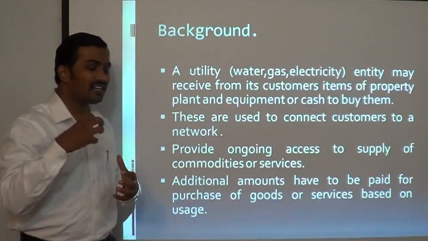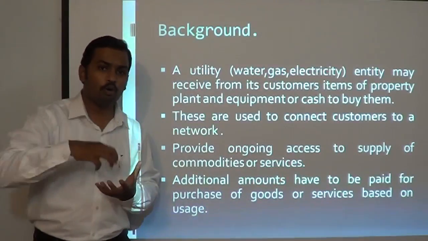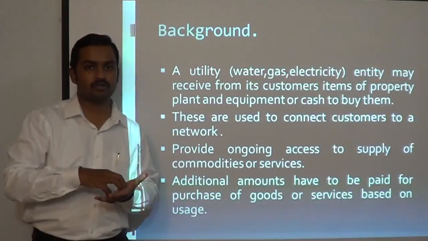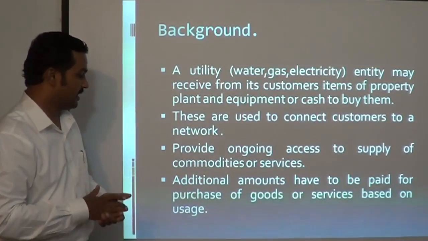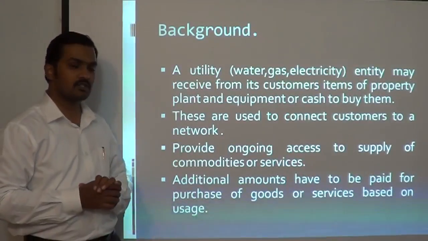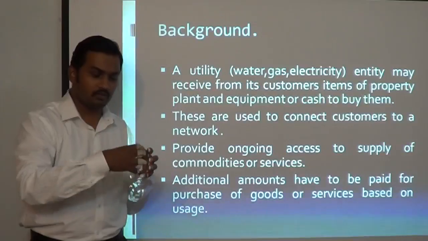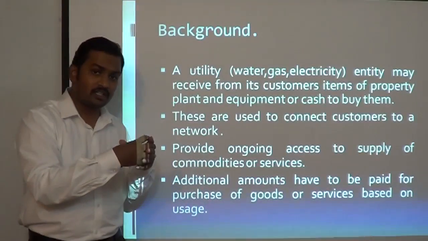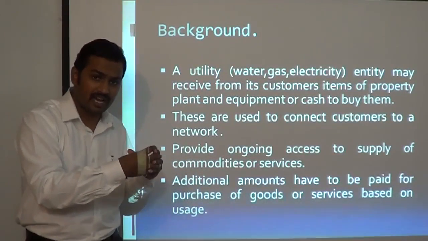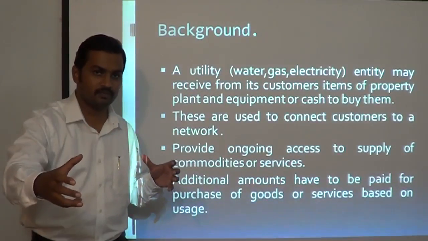So how does the utility, when it receives the item of property, plant and equipment from the customer, deal with that asset in their books of account is what we are going to discuss. Sometimes additional amounts also have to be paid for purchase of goods and services based on the usage. That means just because the customer is connected to my electricity network, or to my network of gas, I am not going to supply him gas or electricity for free. We are still going to charge him.